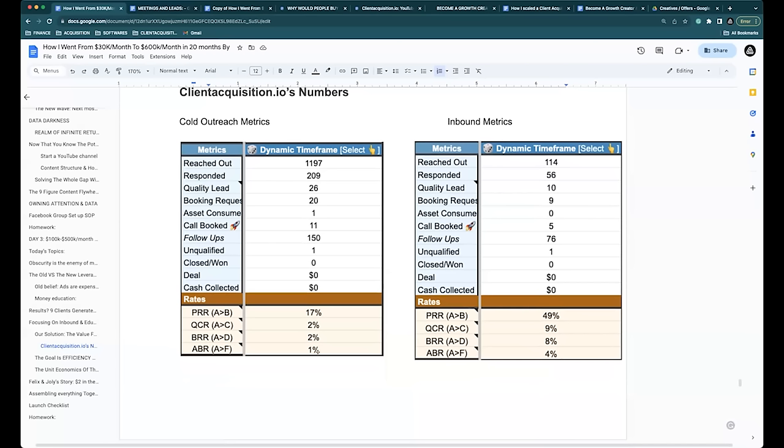Now, I want to talk about Felix's case study and story, Felix's and Jolie's story. But before I do so, I want to show you guys a little bit of the before state, and then Jolie and Felix, I'm going to get you guys in and we can have a chat.